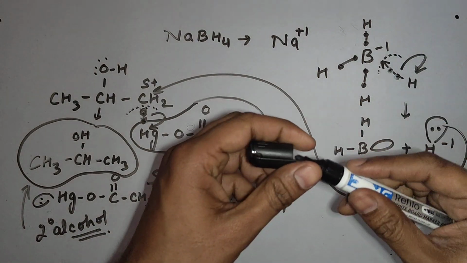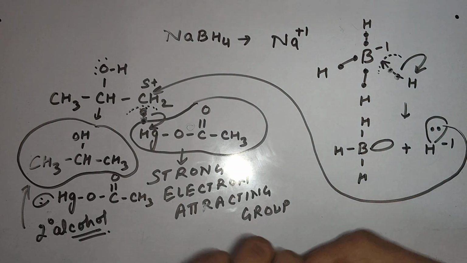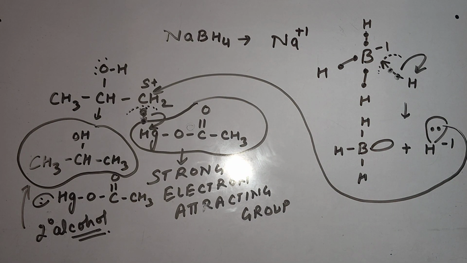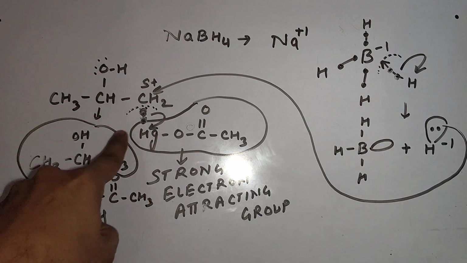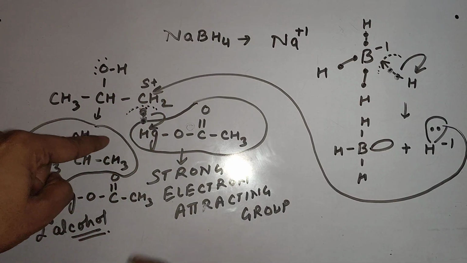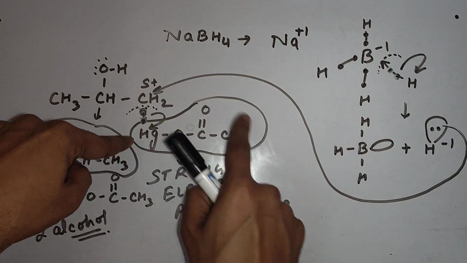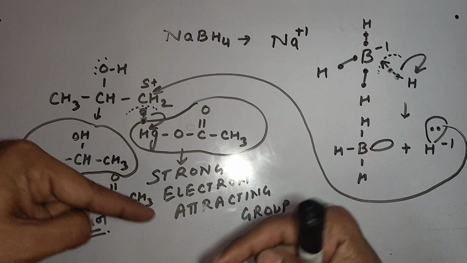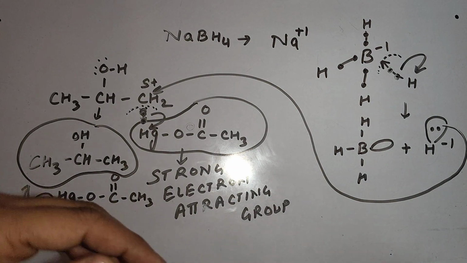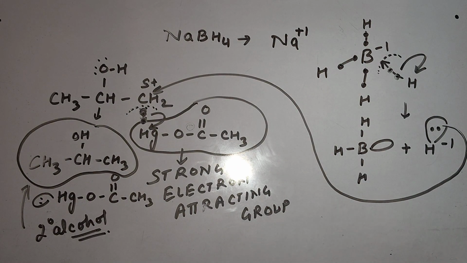That's it. This is the end of the mechanism, the oxymercuration and reduction process. We can call this reaction oxymercuration-reduction, or we can also call it oxymercuration-demercuration, because you can check the oxymercurated product has lost mercury. So we can call it demercuration also. That's it. This is the end of the mechanism. With this process, you can get 2-degree alcohols.